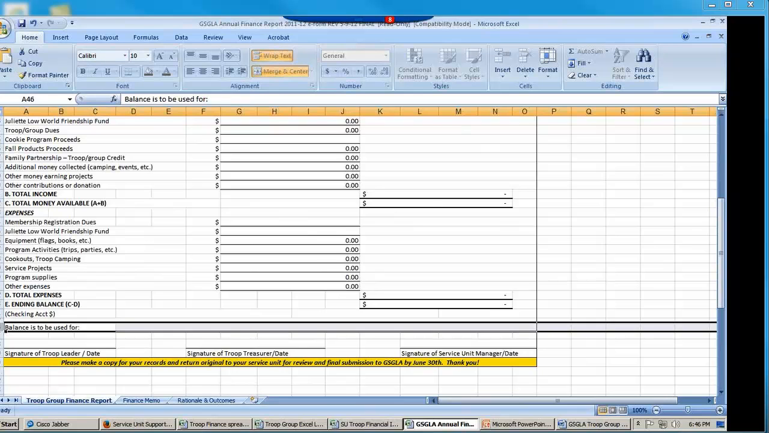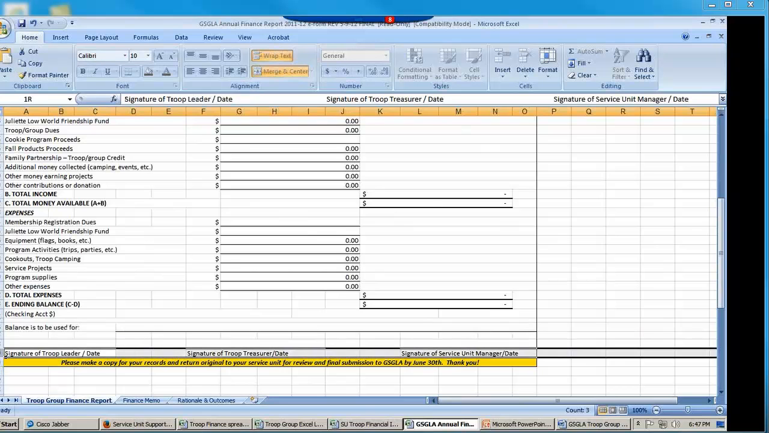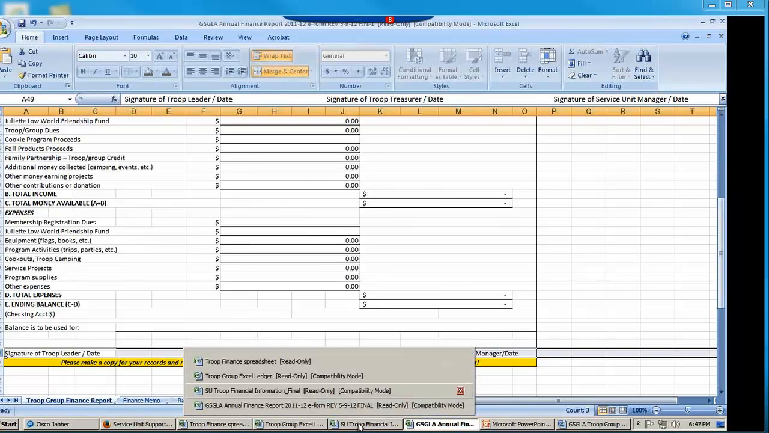So it's really important. Whoever's bringing this report needs to know what's happening. So if there's ever a disconnect, you need to talk to the leader or whoever is working with the girls on their goals and things like that. And then really important, you need signatures. Don't bring them to your service unit designee unless you have your troop leader signature and your treasurer's signature, because we're going to hand it back to you and you're going to have to go back and get the signatures.